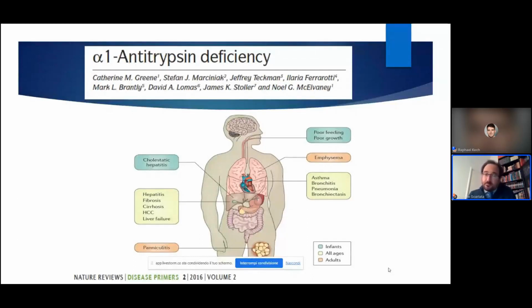In adults, the clinical presentation typically involves respiratory and liver conditions such as emphysema and panniculitis, as well as asthma, bronchitis, pneumonia, bronchiectasis, all important for their common inflammatory pattern, as well as the liver presentation of the disease involving hepatitis, fibrosis, cirrhosis, hepatocarcinoma, and finally liver failure.